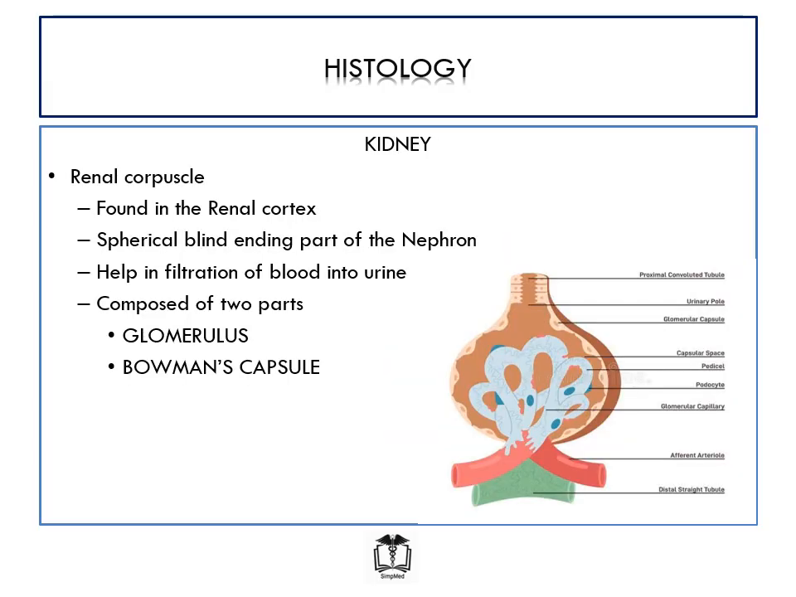So the first part of the nephron is the renal corpuscle. It's found within the renal cortex. It's a spherical blind ending part of the nephron that is involved in what we call the renal filtration of blood to form urine. There are two parts of the renal corpuscle. There's the glomerulus. Glomerulus is made up of a number of loops of capillaries that are derived from the renal artery. And then we have the Bowman's capsule. The Bowman's capsule is the epithelial portion of the renal corpuscle that eventually would extend to continue as the tubule.